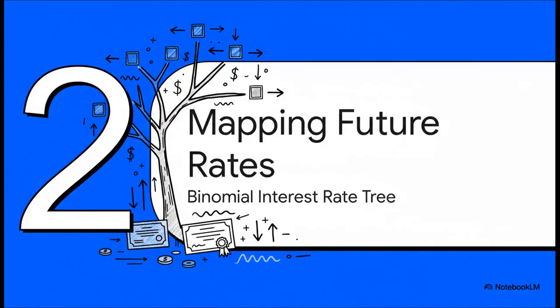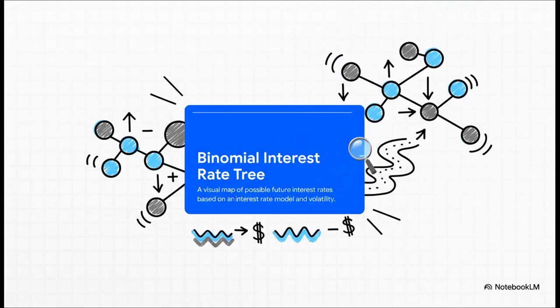Okay, so we've got all these what-ifs about future rates. How in the world do we model all that? Well, that brings us to our main tool for the job, the binomial interest rate tree. Binomial interest rate tree sounds super complicated, I get it, but don't let the name fool you. Think of it as a map. It's literally just a map of all the possible roads that short-term interest rates could take in the future, all based on some starting point and an assumption about how volatile rates are going to be.